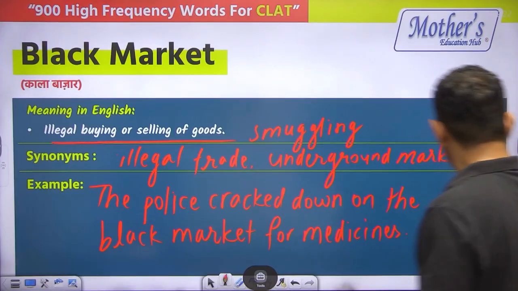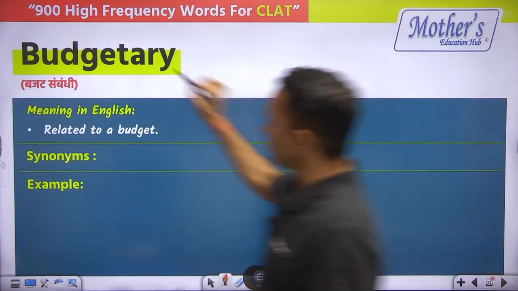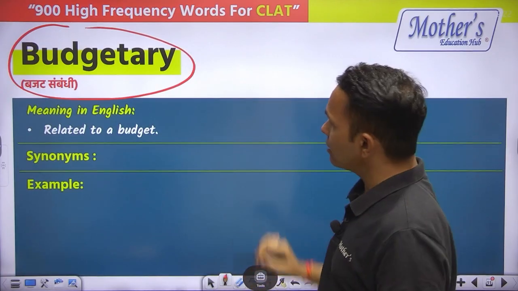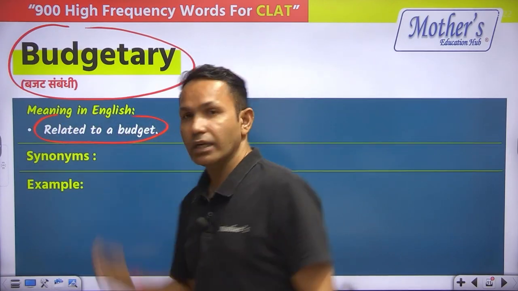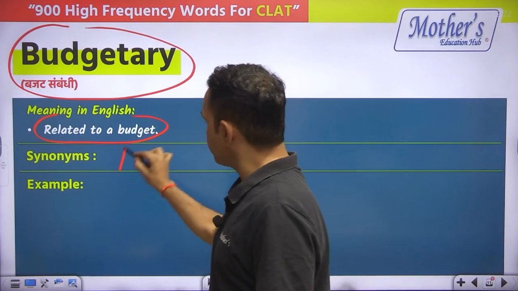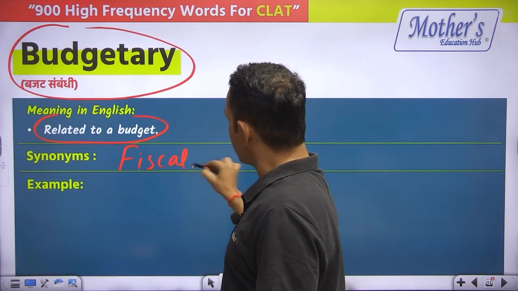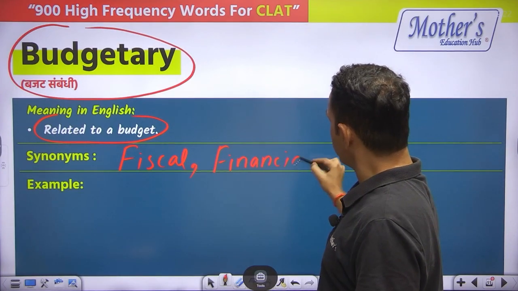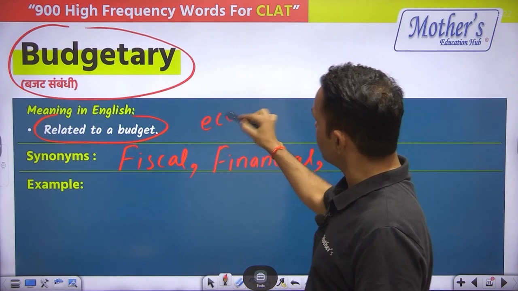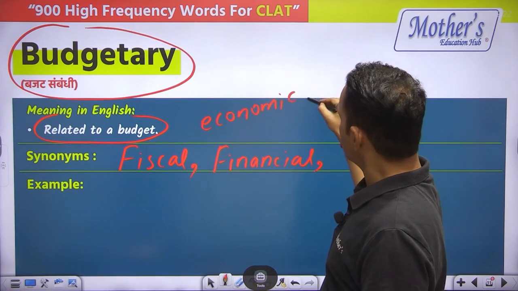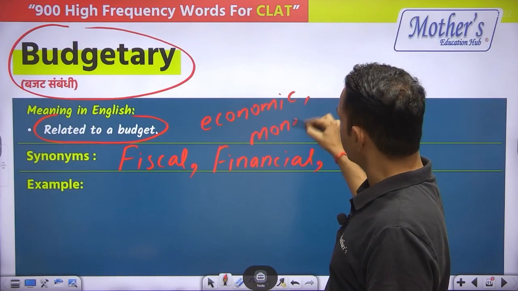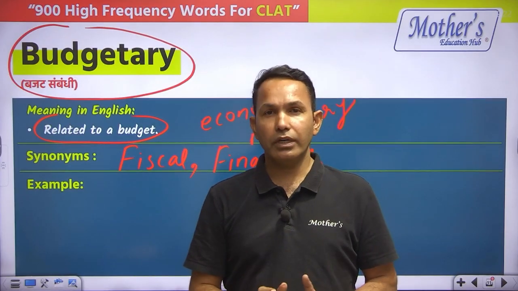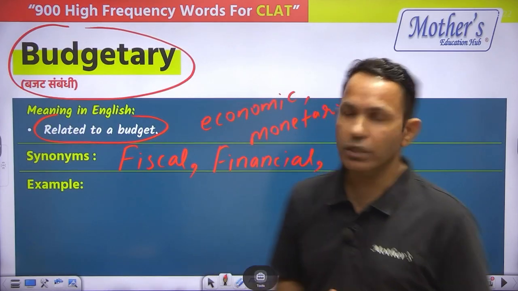Our next word is budgetary. This is a common economic term. Budgetary means related to a budget, and the similar words are fiscal, financial, economic, and monetary. All these words carry the same meaning as the meaning of budgetary.